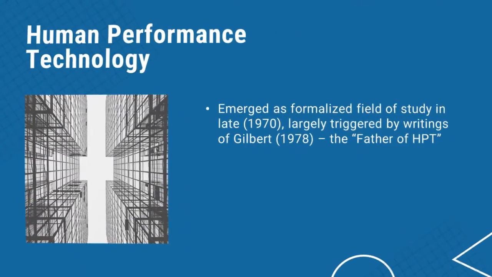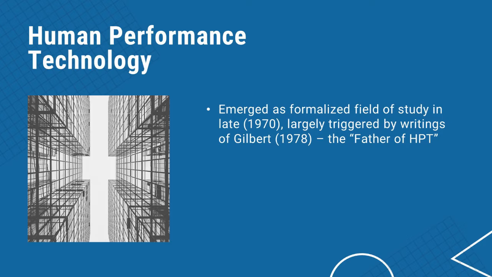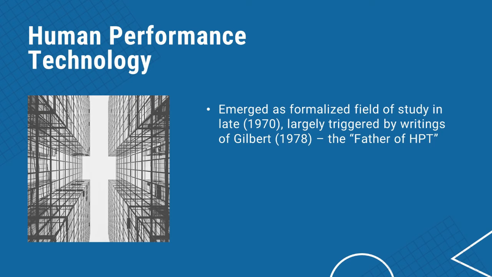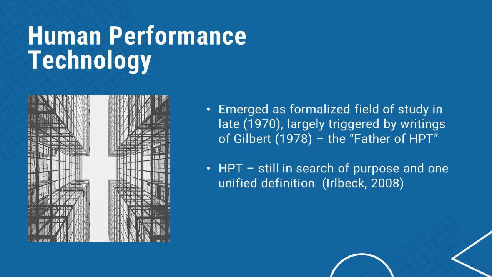Now, human performance technology emerged as a formal discipline in the late 1970s, largely triggered by the writings of Thomas Gilbert, who is often referred to as the father of human performance technology. Yet almost 5 decades later, HPT scholars continue to search for a clear purpose and a unified definition. Indeed, as Urbach suggested, HPT is a field of study that continues to evolve.